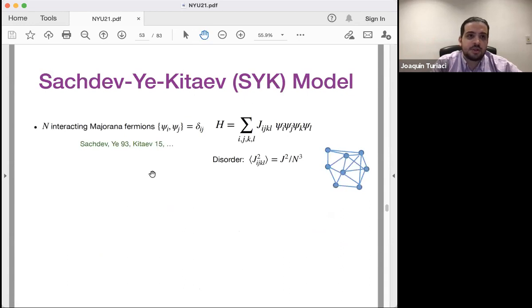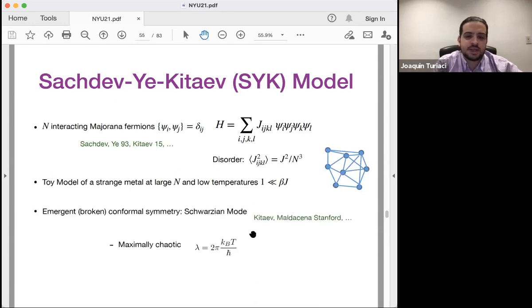So the SYK model is one of them. These are a large number of Majorana fermions that interact all to all. Here, this is a picture to point out that there is no spatial structure. And they have a random coupling, so it's a disordered system. They are toy models of strange metals at low temperatures because they don't have a quasi-particle description. They are strongly interacting and have large entropy, etc.